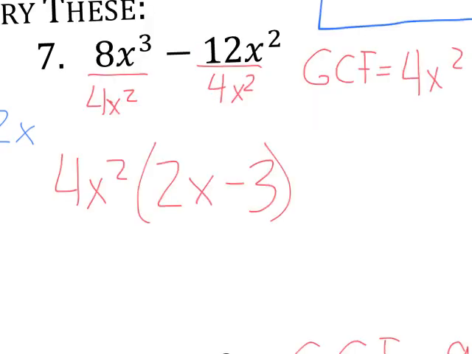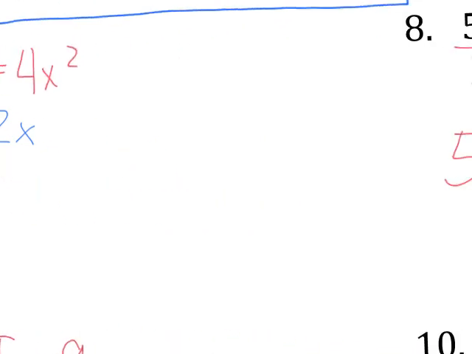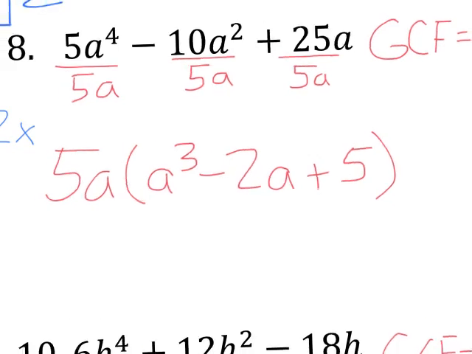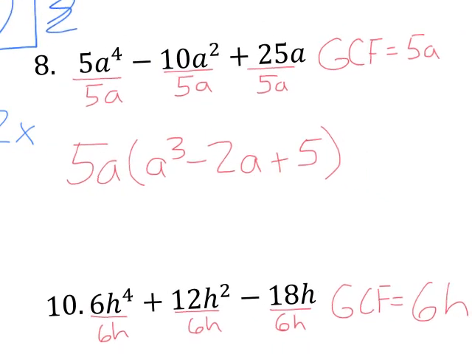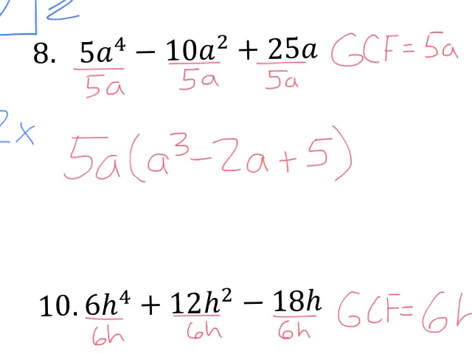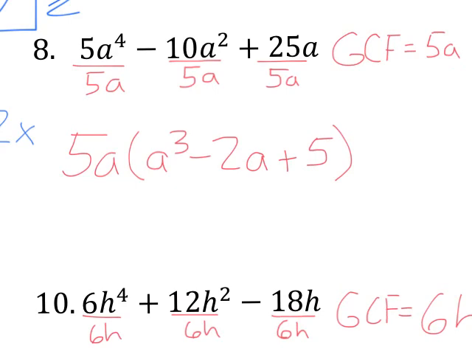Okay, so on number 7, my GCF was 4x squared. So I stick my 4x squared out in front of the parentheses and divide each piece by 4x squared. And then you can see after I divide 4x squared into both pieces, what's left goes inside my parentheses, 2x minus 3. Questions on 7? Okay. Here's number 8.